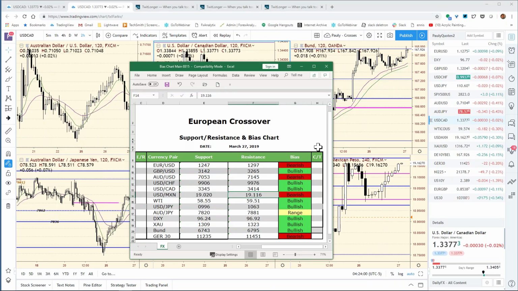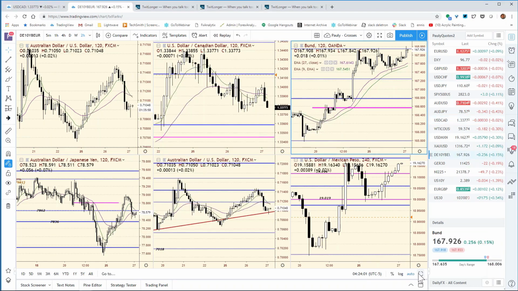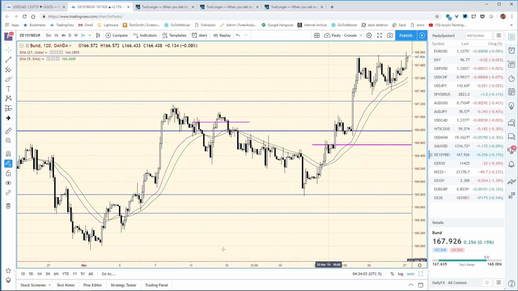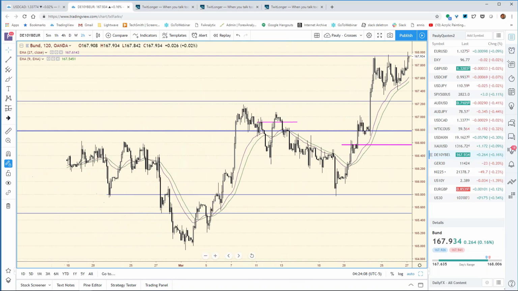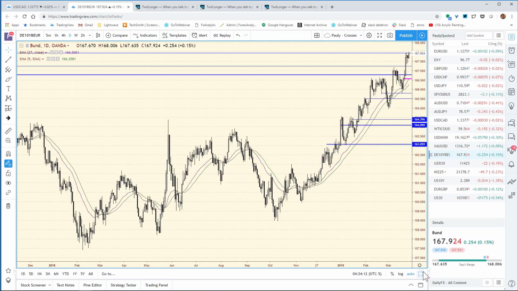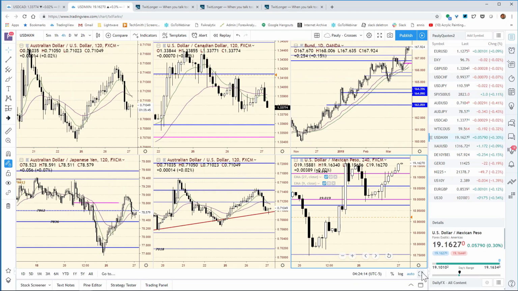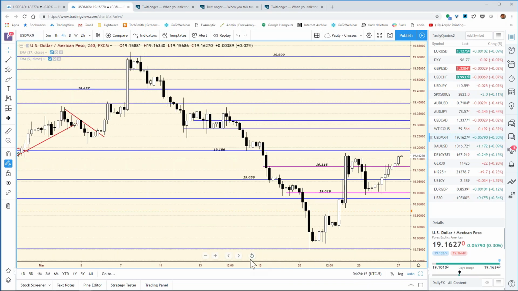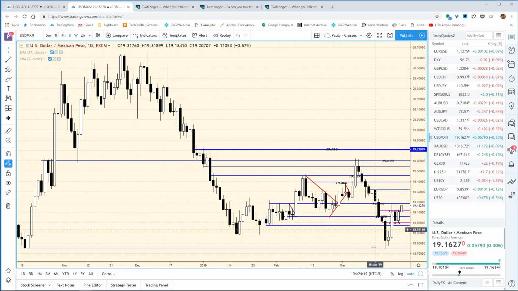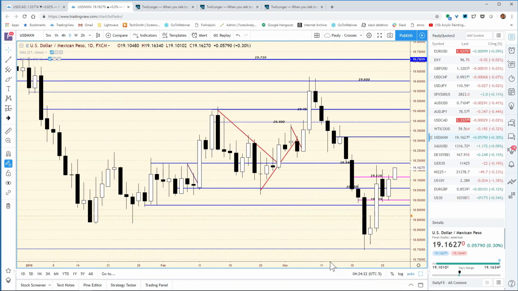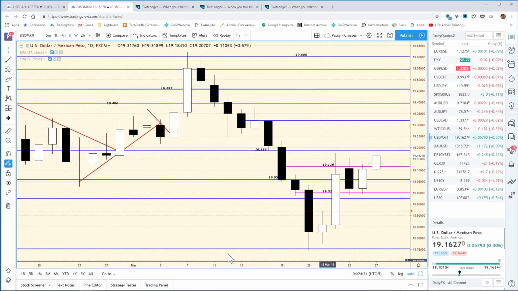On tap, we have the dollar peso, and let's go and take a look at this. Here's that 50% move that we talked about.